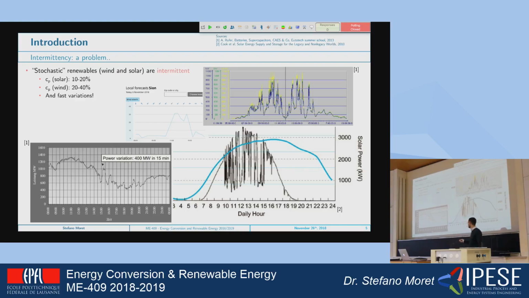You see that, for example, in Germany, I think this was from the German grid, you can have variation in wind power supply of the order of magnitude of 400 megawatt in 15 minutes. This means that basically half of a nuclear power plant shuts down immediately, right? So, of course, intermittency of renewables is a problem.